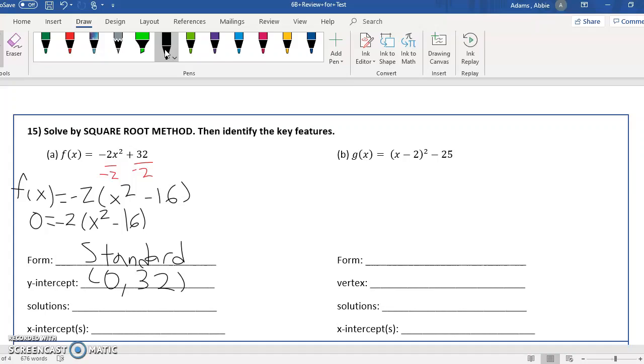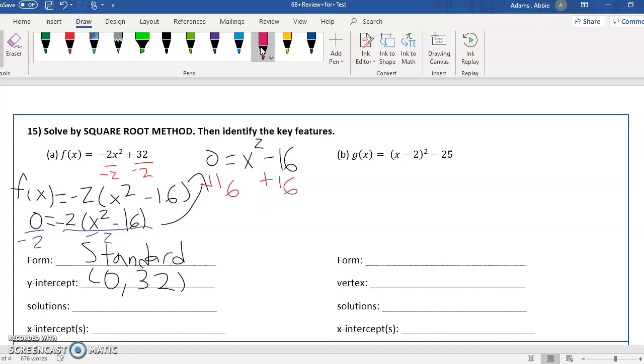The first thing I can do to solve this is divide both sides by negative 2. 0 divided by anything is 0, so I'm going to say that 0 equals x squared minus 16. In order to solve by the square root method, we want to isolate the term that is squared. So in this case, it's our x squared. In order to isolate that, we're going to have to add 16 to both sides. It's going to eliminate it from the right-hand side. So we have 16 equals x squared.